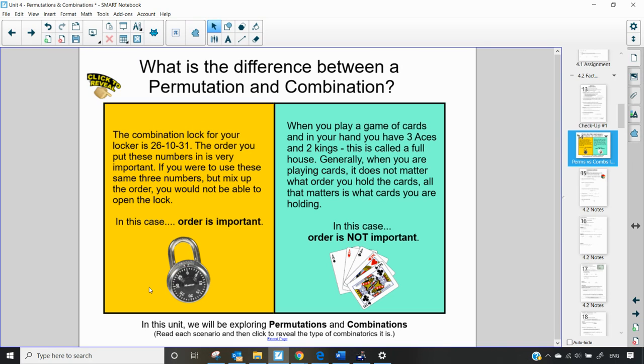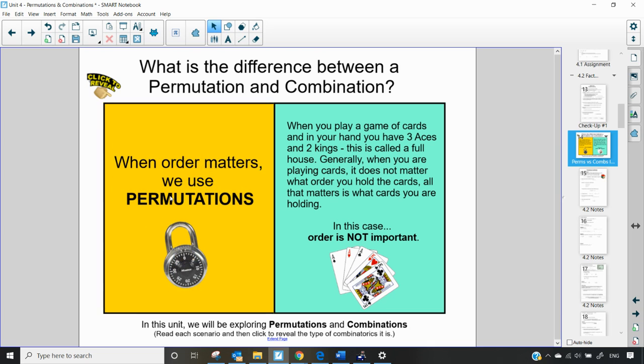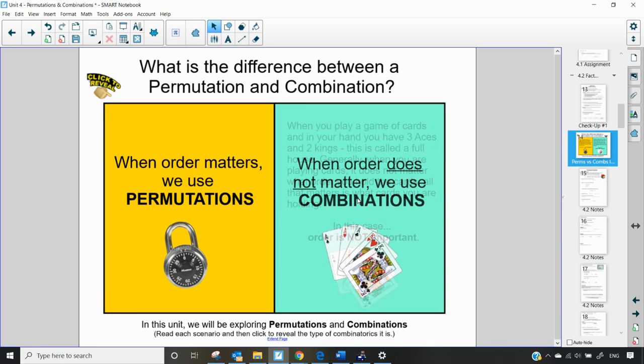So in this unit, we're going to be talking about permutations and combinations. If we look at these, the first one, order matters. This is an example of a permutation. And in the second one, order does not matter. And so this is an example of a combination. And so we're going to start by looking at permutations and then eventually look at combinations. So it's really important that you understand a permutation, order matters. A combination, order does not matter.